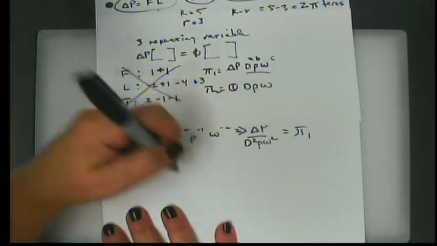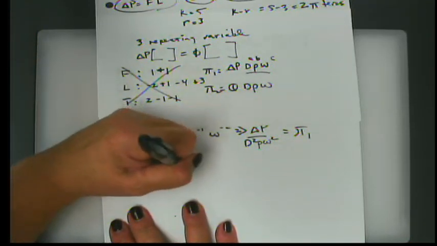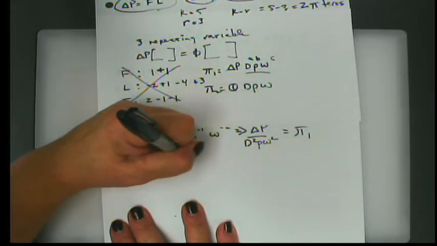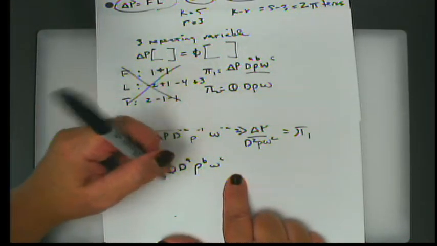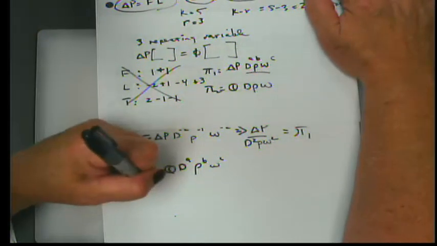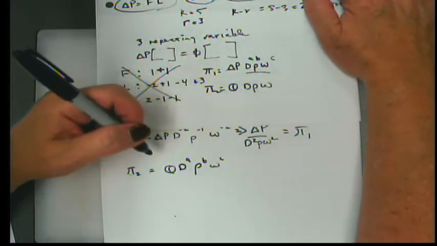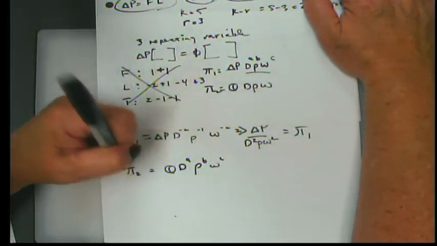Now let's go through our pi 2 group. Pi 2, I'm going to have my other non-repeating variable, which I've chosen as q. And I'm going to have my repeating variables, d raised to a. This is going to be a different a, right? But I'll just go ahead and call it a. Rho to the b and omega to the c. All right, so continuing this same way then, we're going to keep that repeating variable to the 1 power if we possibly can. That's one way to avoid getting larger than necessary exponents.